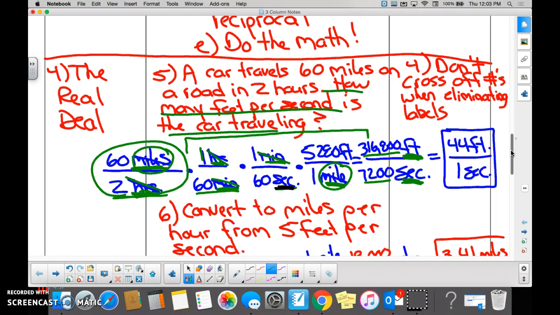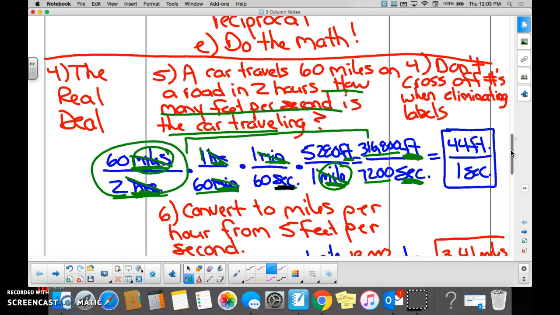What would be a truth? Lauren? There's 5,280 feet in a mile. Okay, so now that we wrote that, we can cross off our miles. And do we want feet in the numerator? Yes.